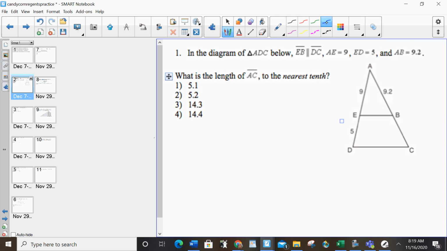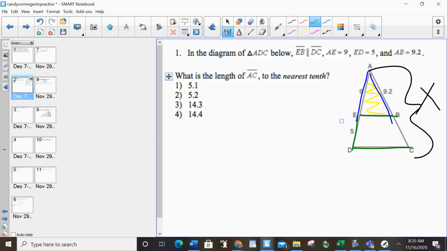I see my candy corn. I see that I have a top, I have a bottom. It's asking for AC, which I'm going to call X, which is a side. So, are the bases involved? No. If there are no bases, put the top over top. Do I have both tops? Yes. So I'm going to put 9 over 9.2. The side over side. Do I have both sides? Kind of.